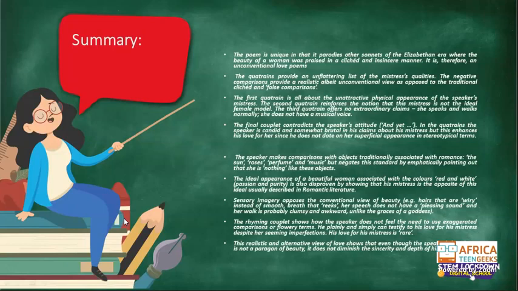Okay, the final couplet contradicts the speaker's attitude, where he says, "And yet." In the quatrains, the speaker is candid and somewhat brutal in his claims about his mistress, but this enhances his love for her since he does not dote on her superficial appearance in stereotypical terms. Okay, so that's a very important point that will help you in your exam as well. So he does not dote on her superficial appearance in stereotypical terms.